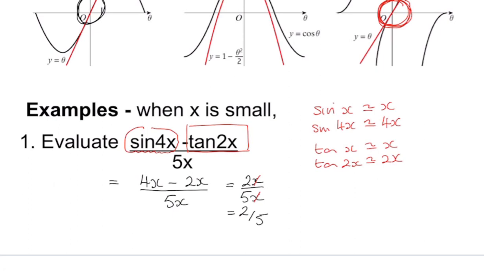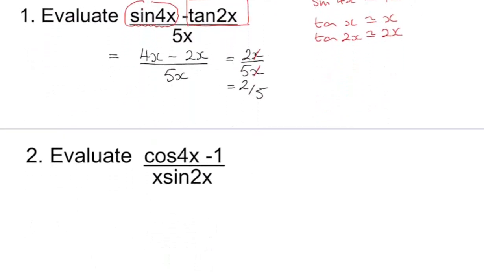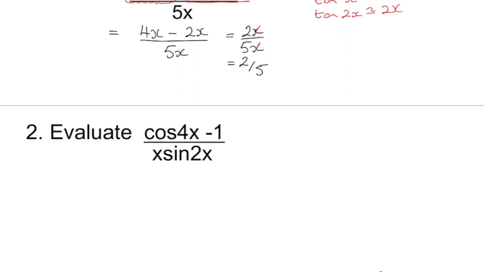Okay, so the important thing is x is small and x is measured in radians. If x is not measured in radians, we do have a bit of a problem. In fact, our approximation won't work.